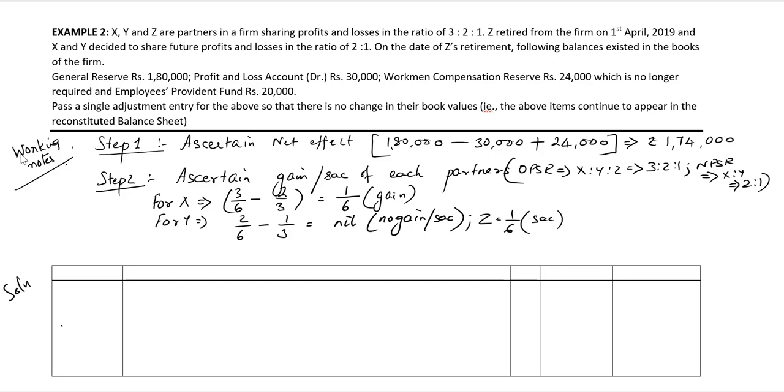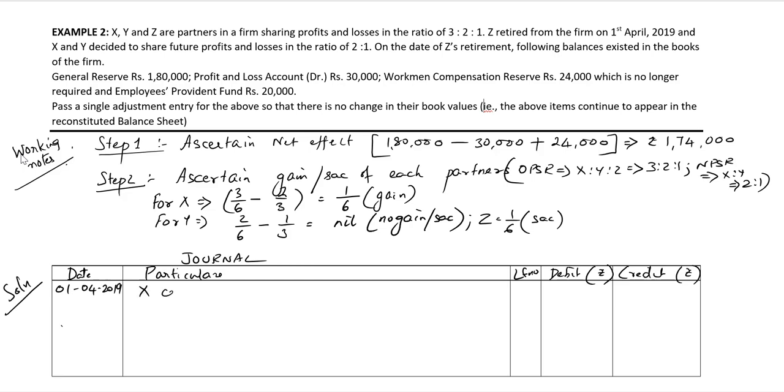Let's go ahead with the solution. Journal, date, particulars, LF number, debit rupees and credit rupees. The answer for net effect is a positive figure, so we need to debit the gaining partner and credit the sacrificing partner or the retiring partner also. The date, 1st April 2019.